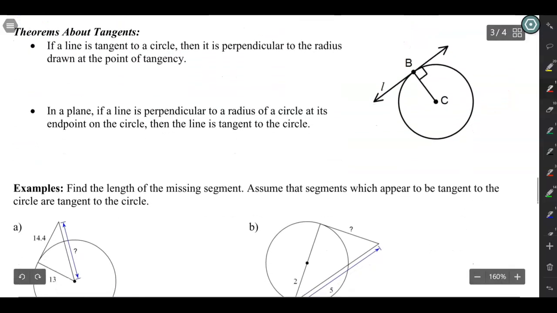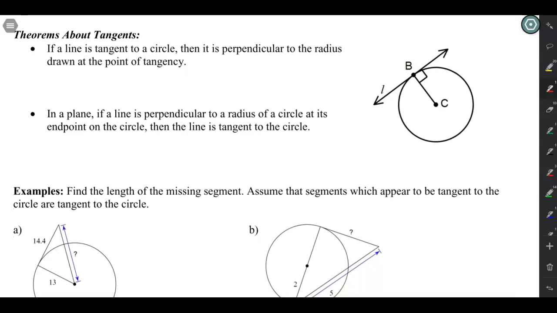Okay, let's jump and talk about tangents. So remember, a tangent is a line that touches a circle at only one point. So here are 2 theorems about tangents that we are going to use. The first says that if a line is tangent to a circle, then it's perpendicular to the radius drawn at the point of tangency. You can see that in this picture over here.